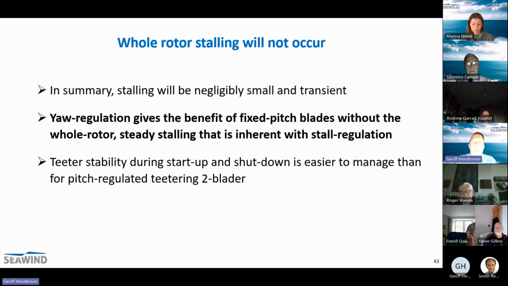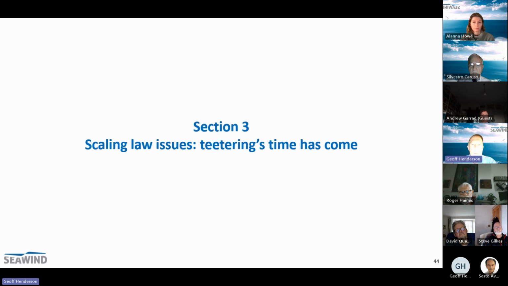Teeter stability during startup and shutdown is actually easier to manage than for a pitch regulated teetering two-blader, which is a bit of an aside, but based on my experience with the wind flow turbine, that's my sense of it. So that's the end of section 2. Are there any questions about section 2?